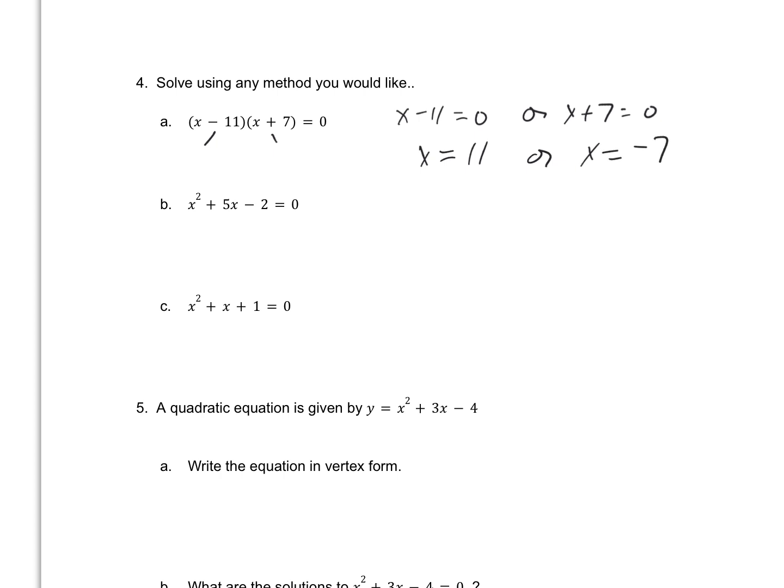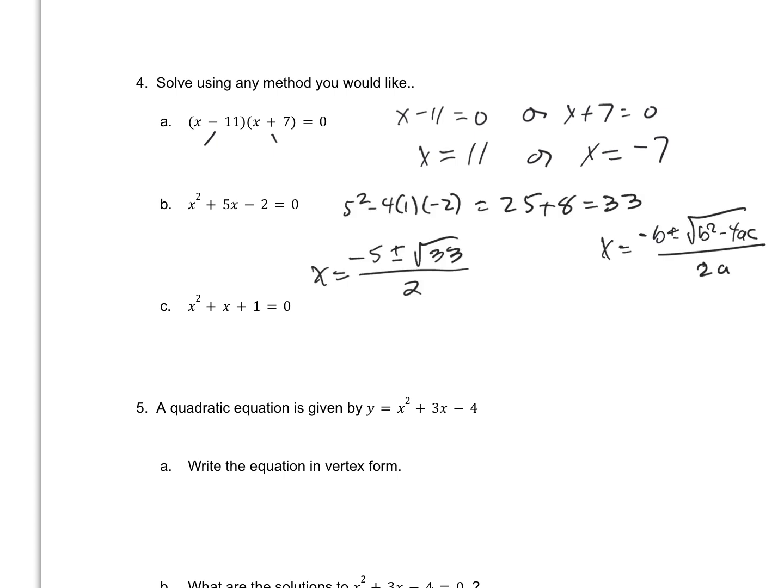In the next problem, I don't see this as factorable, so I'm going to use the quadratic formula. For b, I just did b squared minus 4ac here, which is 25 minus 4 times 1 times -2, which is 25 minus a -8, which is 25 plus 8. That is equal to 33, which I'm then plugging into the quadratic formula, and I'm getting this. So you have two answers, -5 plus or minus the square root of 33 all over 2.